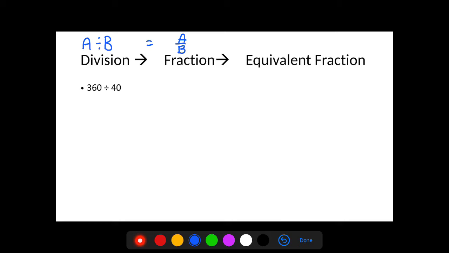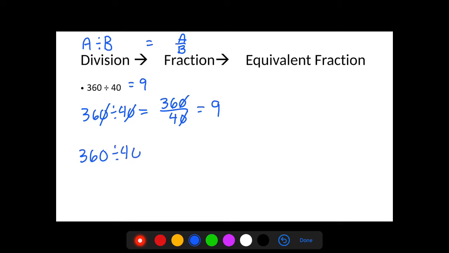For example, 360 divided by 40 is the same as 360 over 40. I know I can cancel the zeros. 36 over 4 is just 9. So I took 360 divided by 40. I thought of it as 360 over 40. I canceled the zeros. 36 divided by 4 is 9.